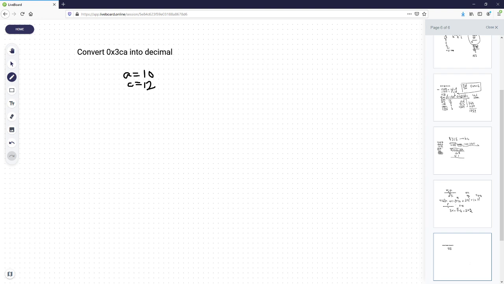So A is in the ones place. C is in the 16s place. And this 3 is in the 256s place. So when we do the conversion, we'll see that we get 10 plus 12 times 16 plus 3 times 256. And so now we just have to compute this number. So 3 times 256 is 768 plus 12 times 16.